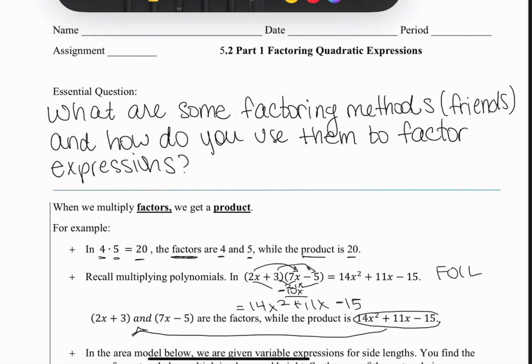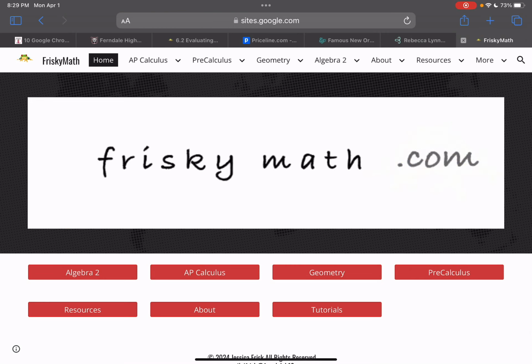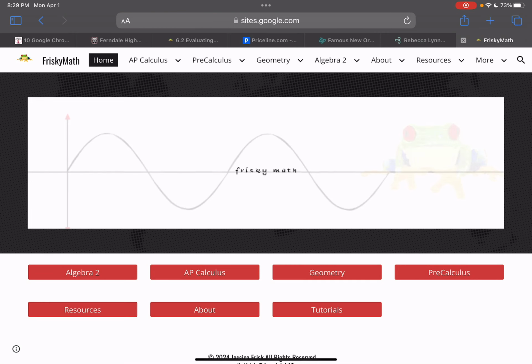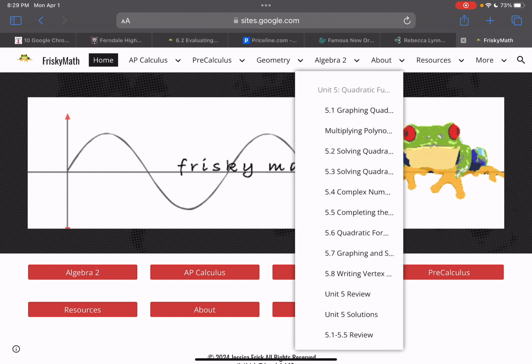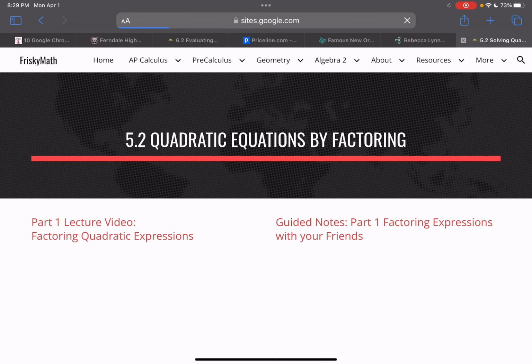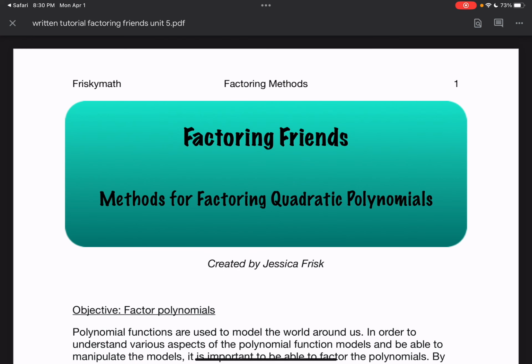So you have some old notes with all 5 factoring friends. You can also go to Frisky Math, and if you go under Algebra 2, Unit 5, 5.2, I created a written tutorial. This written tutorial has all 5 factoring friends, and these were methods for factoring quadratic polynomials.